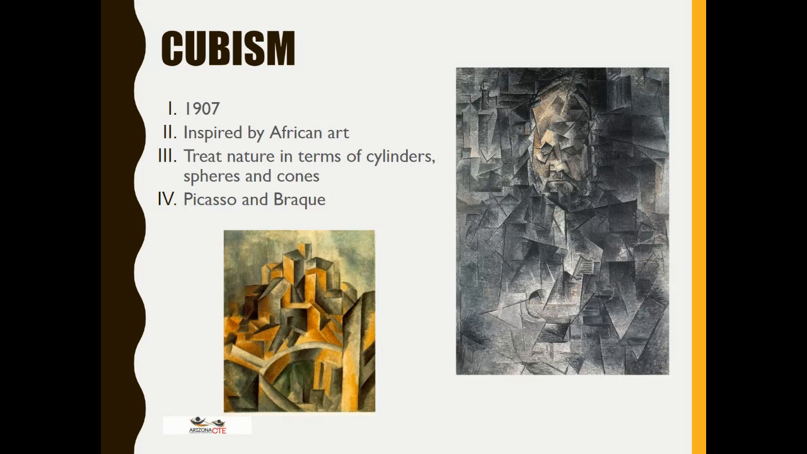And so he treated nature in terms of cylinders, spheres, and cones. If any of you have taken a drawing class, the basic geometric three-dimensional forms are cylinder, cube, cone, and sphere. Everything can be broken down into those things. They add those together to make more complex forms. So what he did is he took these complex forms that were realistic and broke them down, sometimes into flat planes, sometimes into three-dimensional planes.